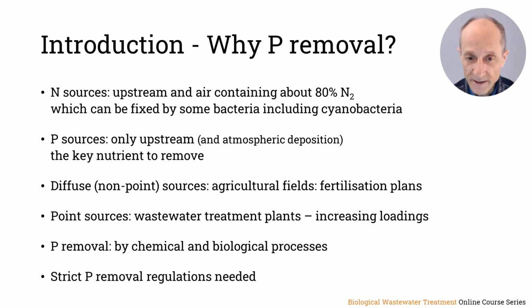Diffuse or non-point sources of phosphorus include mainly agricultural fields, which are best controlled by fertilization plans. Point sources include wastewater treatment plants, which contribute increasingly larger loadings over time. Phosphorus removal is best achieved by chemical and biological processes for such point sources. For the benefit of the environment, strict phosphorus removal regulations are needed.